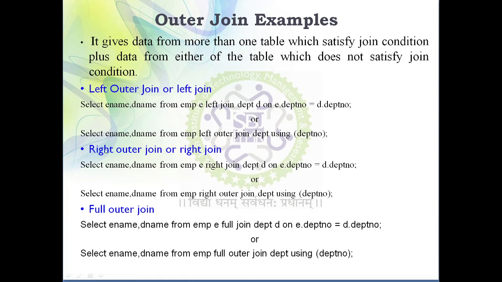So again there are two ways of specifying a right join query. This is the first way and this is another way. Now the third type of join is a full outer join, where we need to fetch data which is common in the employee table and department table, plus data which is only present in the employee table and the data which is only present in the department table. So again there are two ways to specify full outer join. So I hope you understand the concept of full outer join.